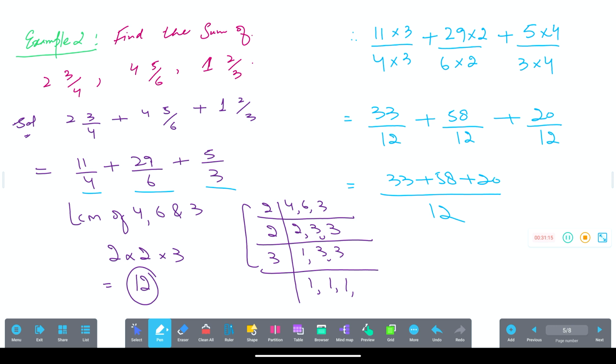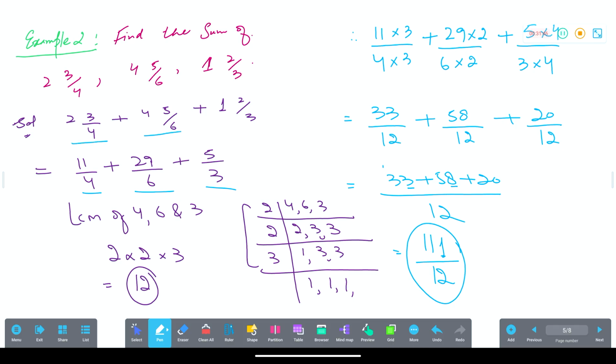Now add the ones place digits first. 3 plus 8 is 11 plus 0 is 11. 1 carry to the tens place. 3 plus 1 is 4, 4 plus 5 plus 4 is 9, plus 2 is 11. It is 111 divided by 12. So this is the final result. But shall we keep it like this? No, not at all. Why? In which form was the question initially? You can see here, the question initially was in mixed fraction form.